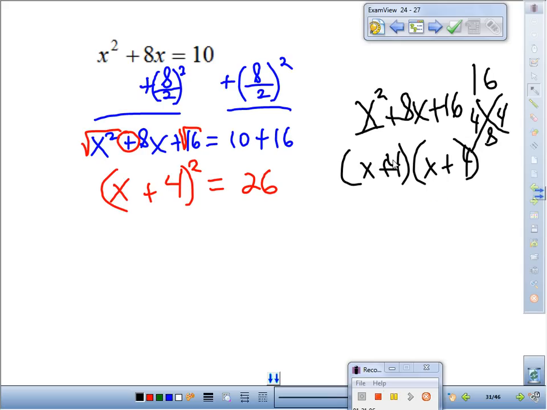It went away because this came from here, which is the same thing here. The only thing is I wrote it as x plus 4 squared. Does everybody see that? Okay.